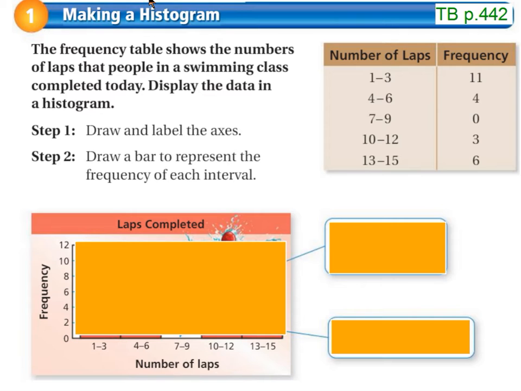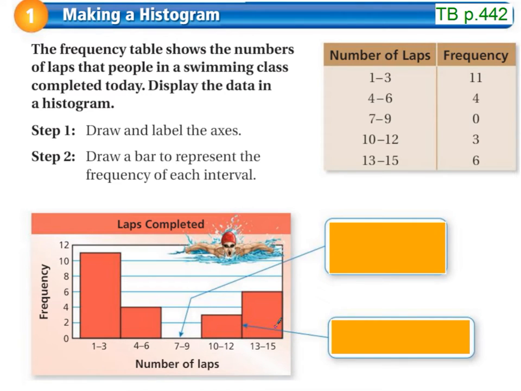So step 1 is going to be to draw and label the axis. Remember, with the x-axis and the y-axis, frequency will always go on the y-axis. And then whatever your other topic is will go on the x-axis. So we've got number of laps and frequency. Frequency is always going to start at 0. But as you're going up on the y-axis, you can choose to count by what you want. It might be 2s, it might be 5s, it might be 10s, could be 1s. Depends on how spread out your data is. Then you go ahead and put the intervals on the x-axis.